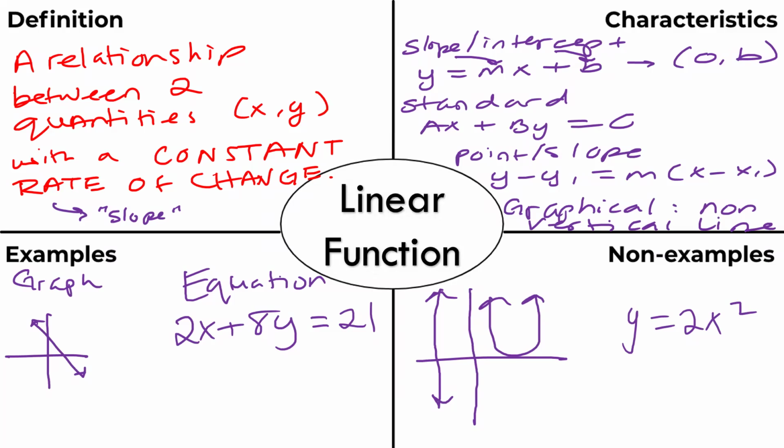All right. So here are my non-examples. I drew a vertical line because a vertical line is not a linear function. It's a linear relationship, but not a linear function. I drew a parabola because a parabola curves. All right. So that's linear. Does that make sense? Okay.